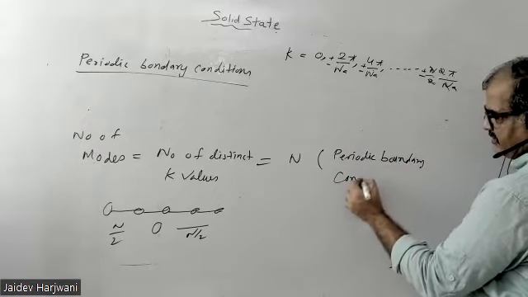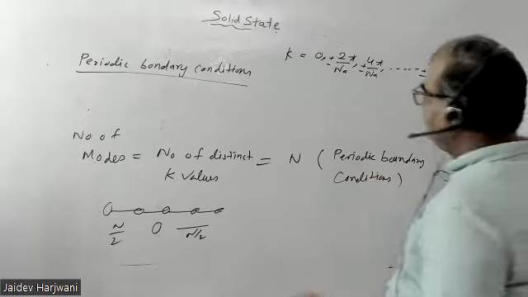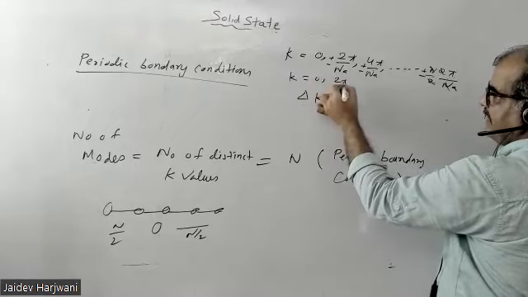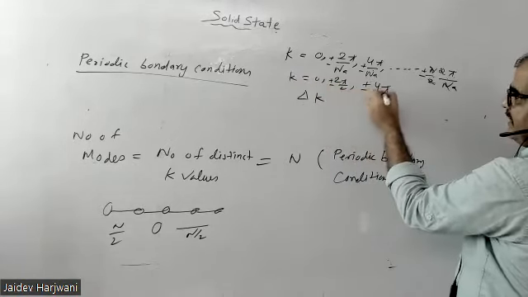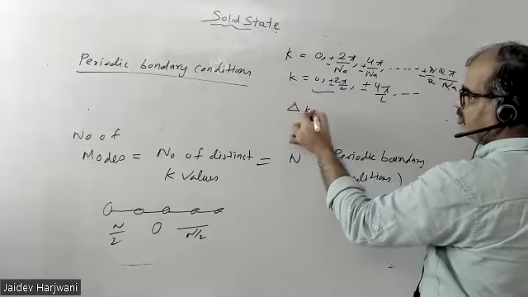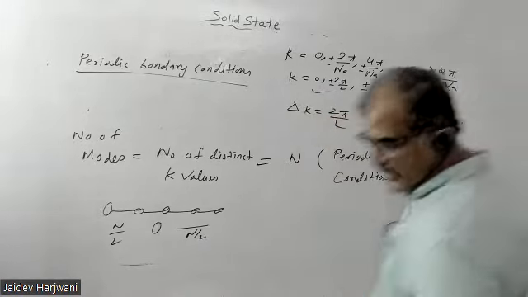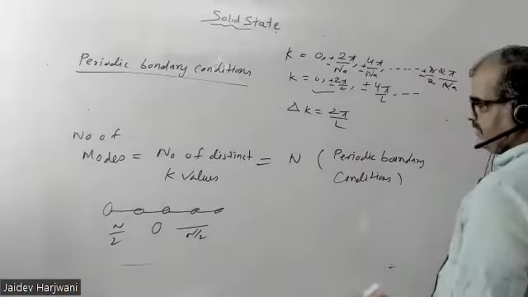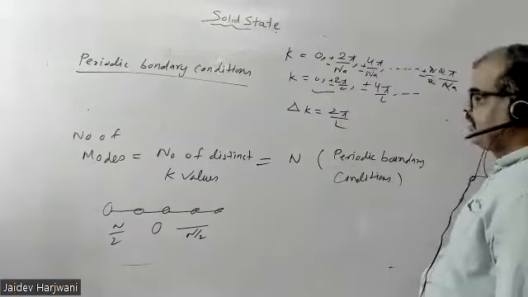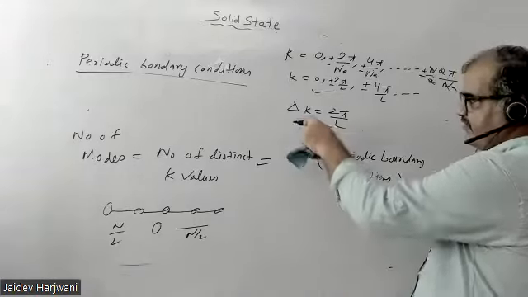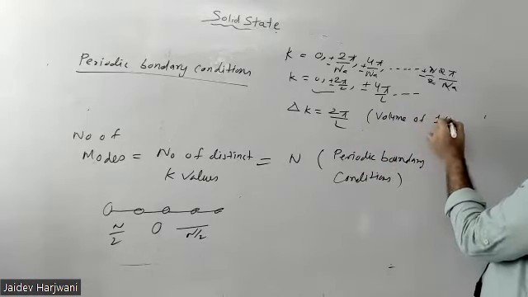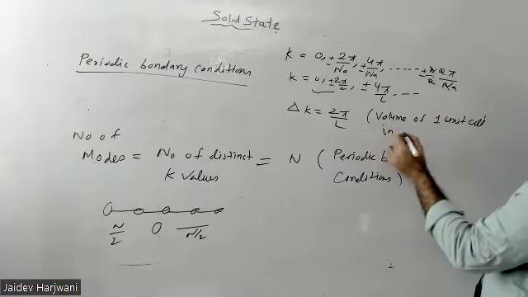And if I take delta k, then 0, 2 pi by l, plus minus 4 pi by l, and similarly you can keep on going. Now the difference between two k values, delta k, is 2 pi by l in periodic boundary conditions. And if I want density of states, it is just 1 by delta k here in one dimension. How many states? This is the volume of one unit cell in 1D.